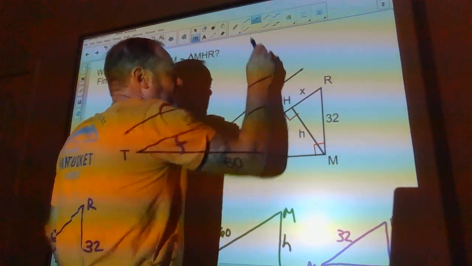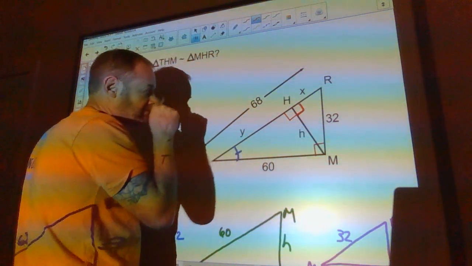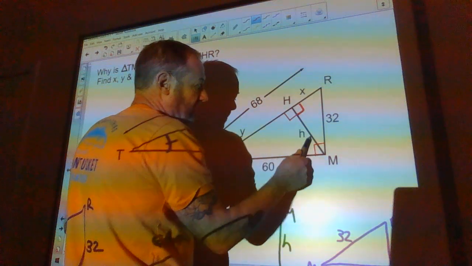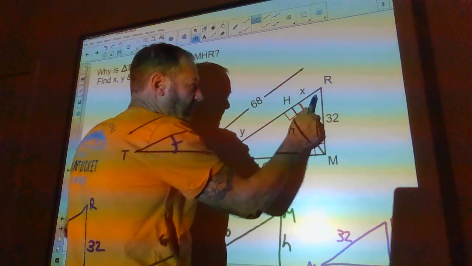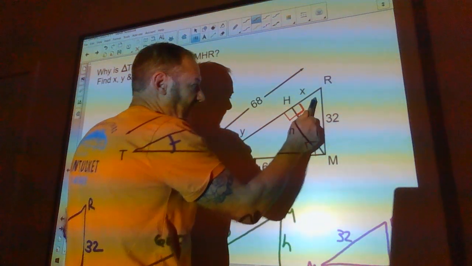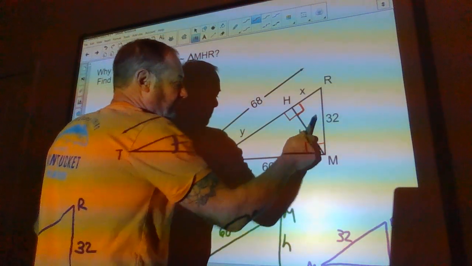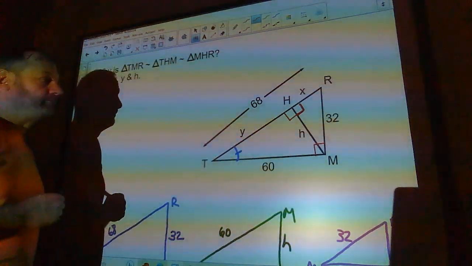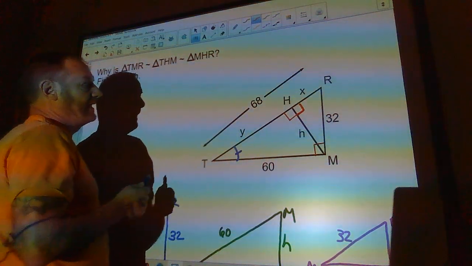Now, since this is a 90-degree angle, it also means this is a 90-degree angle. The small triangle and the large triangle both have a 90-degree angle, and they both share this angle right here. So by angle, the small one and the large one are similar, which means all three of the triangles are similar. Okay, so I've got to find x, y, and h.